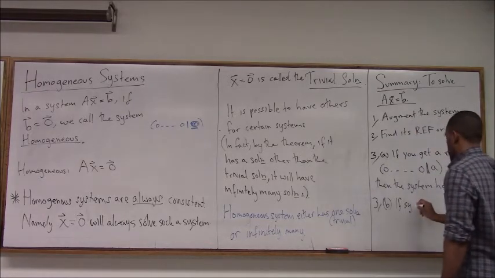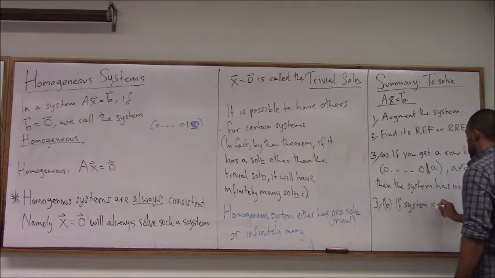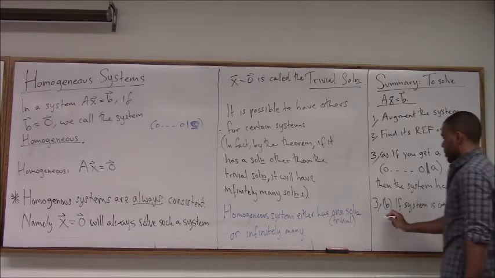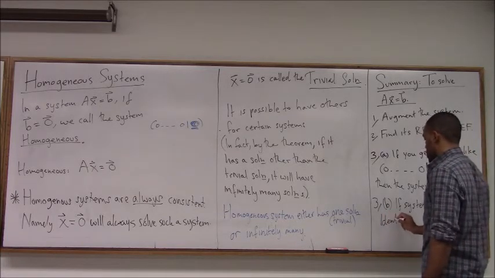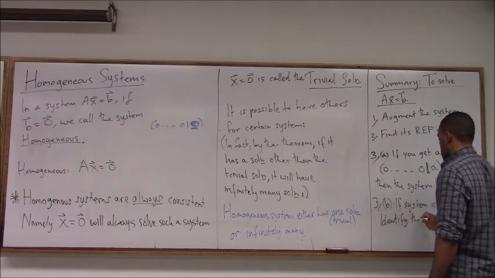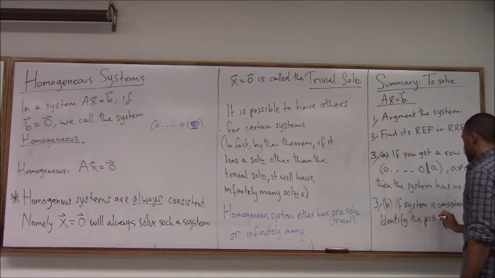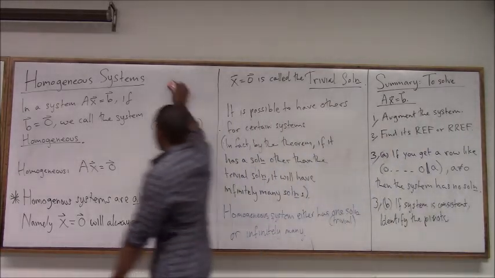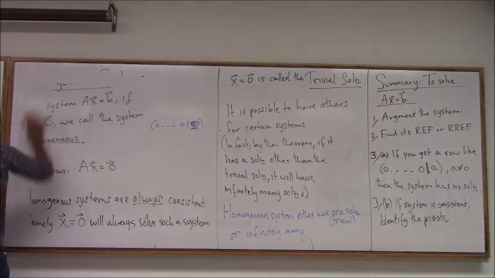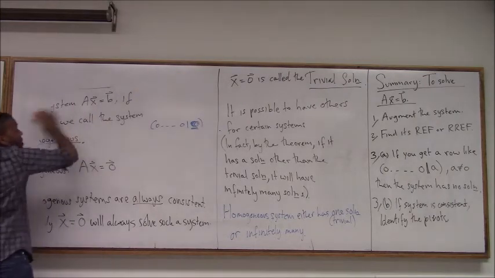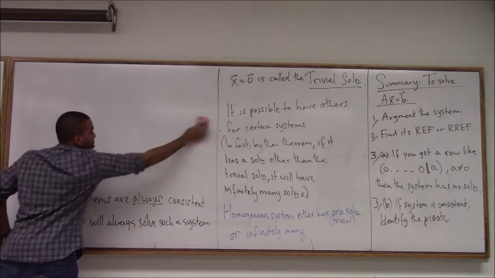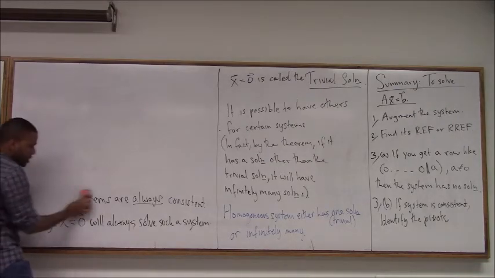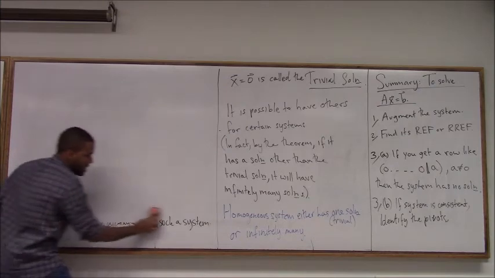3b. If the system is consistent, the first thing you're going to want to do is identify the pivots. So once you get to RREF, there are 2 possibilities. Either you get a row that makes the system inconsistent, or you don't. If it's inconsistent, there's no solution. If it is consistent, identify your pivots.